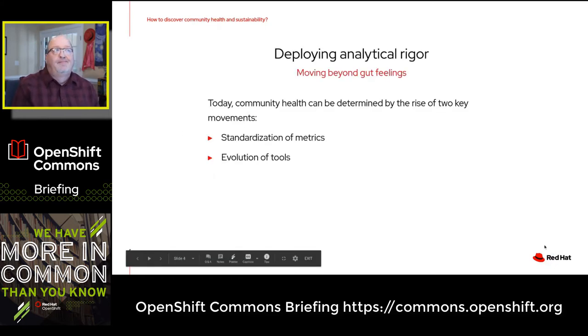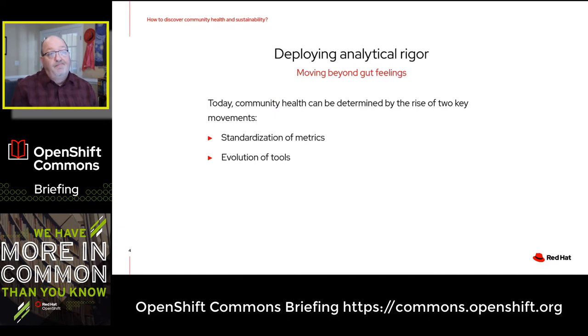Next slide, please. So what we're doing in the Open Source Program Office, specifically on the Community Insights team, is we're trying to move beyond those gut feelings. We're trying to deploy analytical rigor. And we've been able to do that through the rise of two key movements within the broader open source ecosystem. One is the standardization of metrics. And we'll talk about each of these in just a second. And the other, alongside of that standardization and how we can look at all these different kinds of community projects in the same way, is the evolution of tools. And that is, again, something we're going to be talking about as we move through this. So next slide, please.